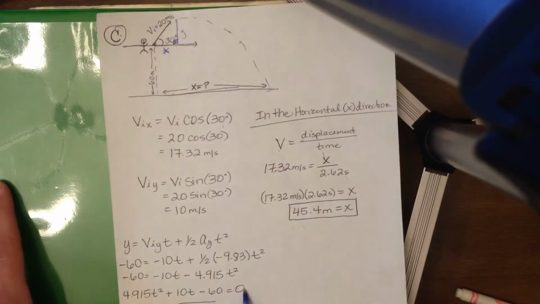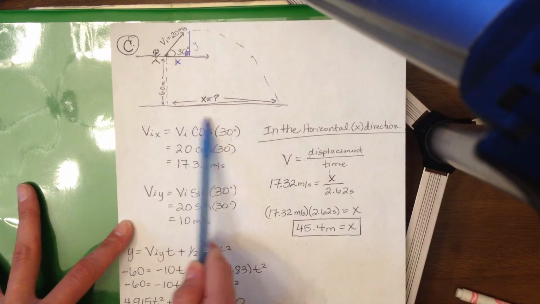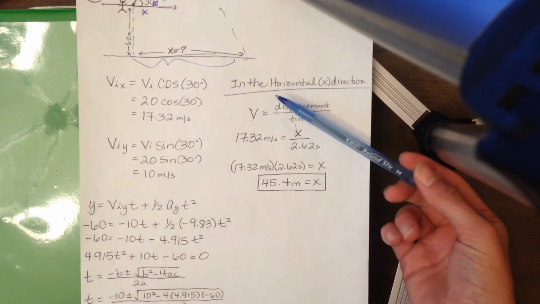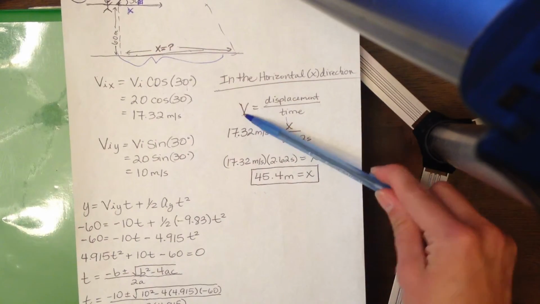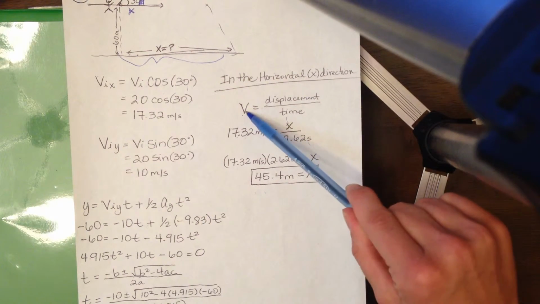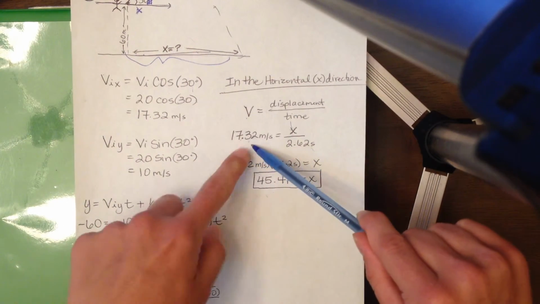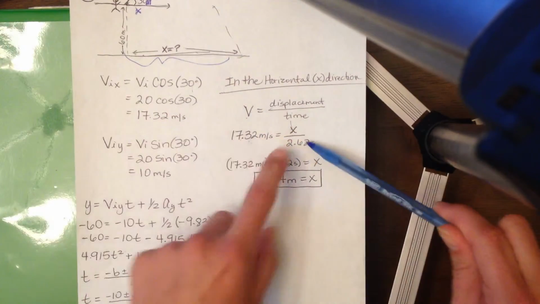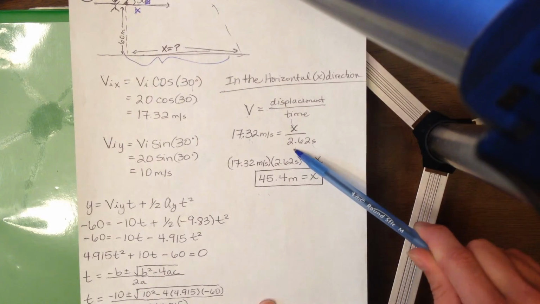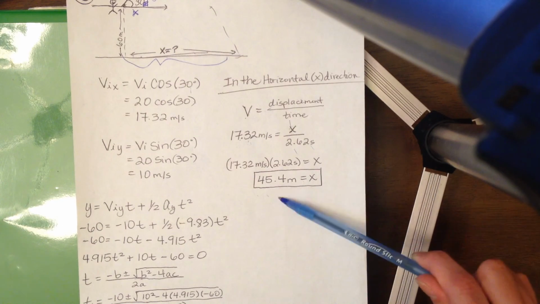Now that we know the time, that's how long it takes for this to happen. But how far did it go? In the horizontal or x direction, we know that velocity equals displacement over time. We know the velocity and we know the time. We're looking for displacement. So we say 17.32 equals x, our displacement, over 2.62 seconds. We solve and find out that it's 45.4 meters.